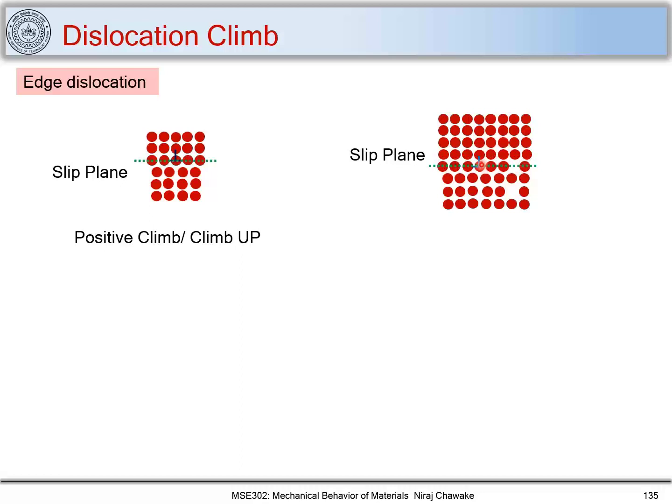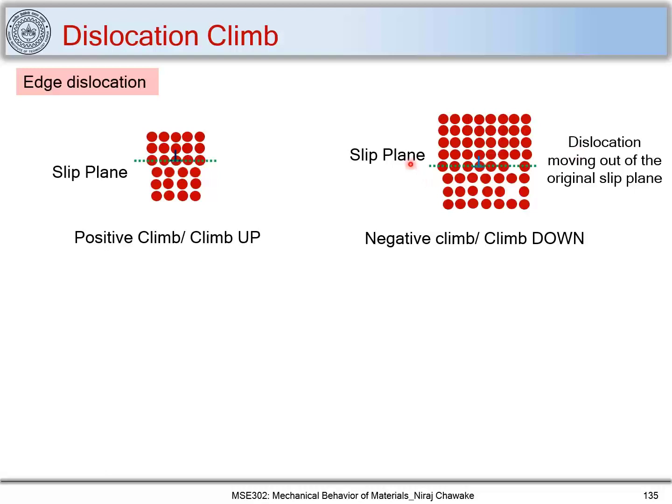So you can see that a dislocation has moved out of the slip plane onto a parallel plane which is directly above or directly below it, and this process is called climb. This process is particularly called a negative climb or a climb down because a dislocation is moving down. So climb is a process of a dislocation moving out of the original slip plane onto a plane which is parallel above it or below it. So this process is called climb.